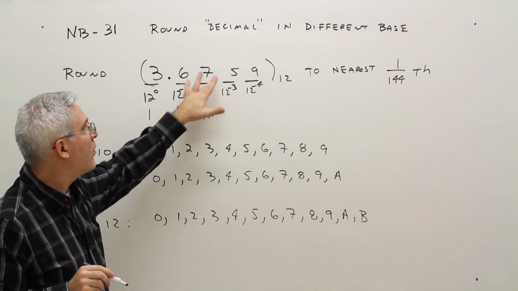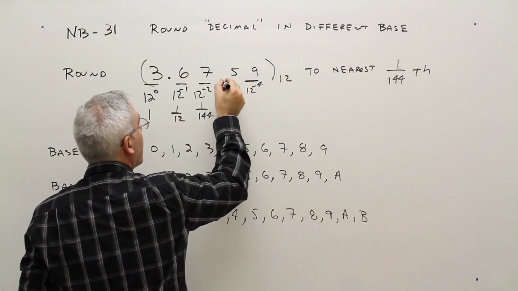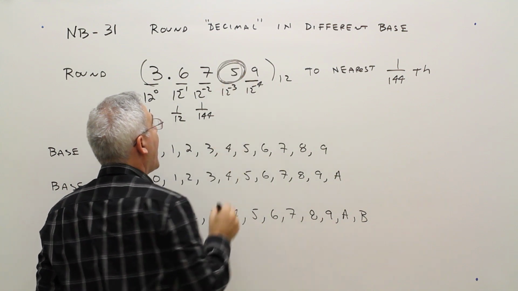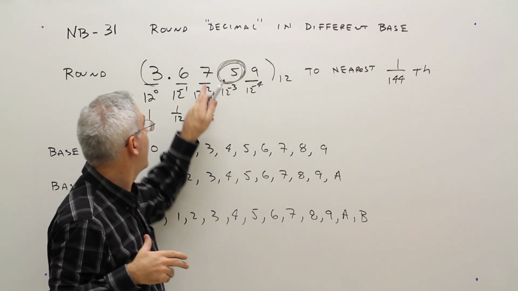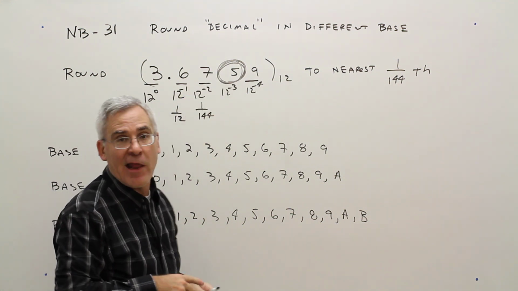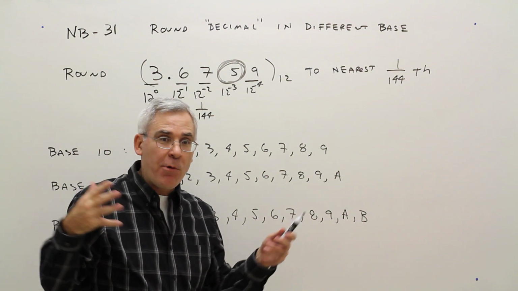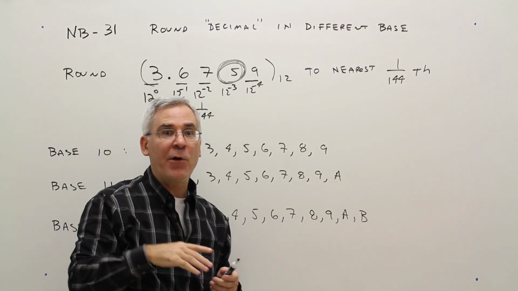So what I do is I go one place value to the right, and I ask myself, is that number high enough to warrant rounding this up? Or if not, I just let it be. So now what we've got to discuss is, what is that magical number where you're high enough to round up?